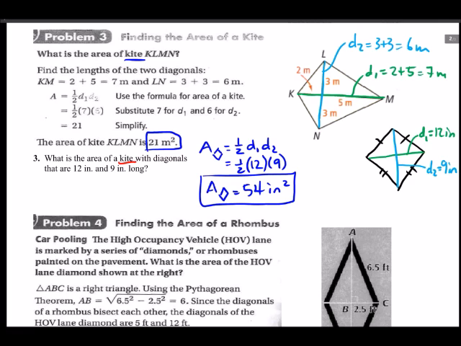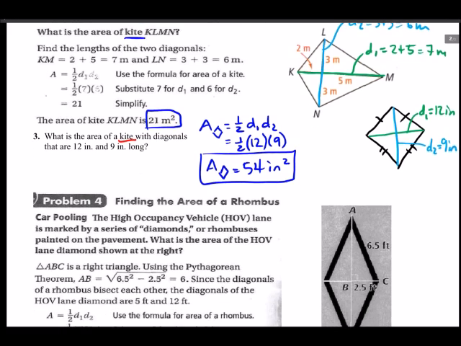It said the area of a kite with diagonals that are 12 inches and 9 inches long. I drew my kite. I have a diagonal 1, it's 12 inches. Diagonal 2 is 9 inches. I write my formula, substitute in. 1/2 times 12 times 9. That's 6 times 9 is 54 inches. And yes, it is squared because it is area.